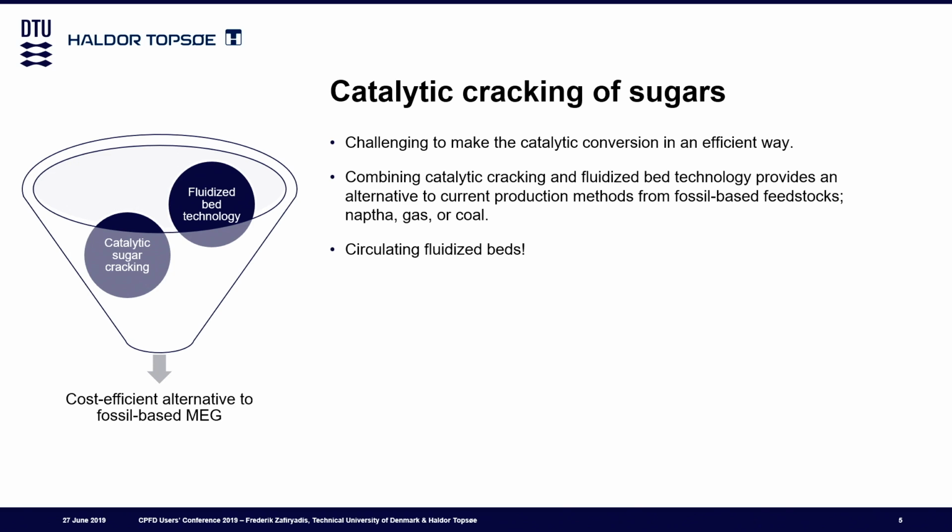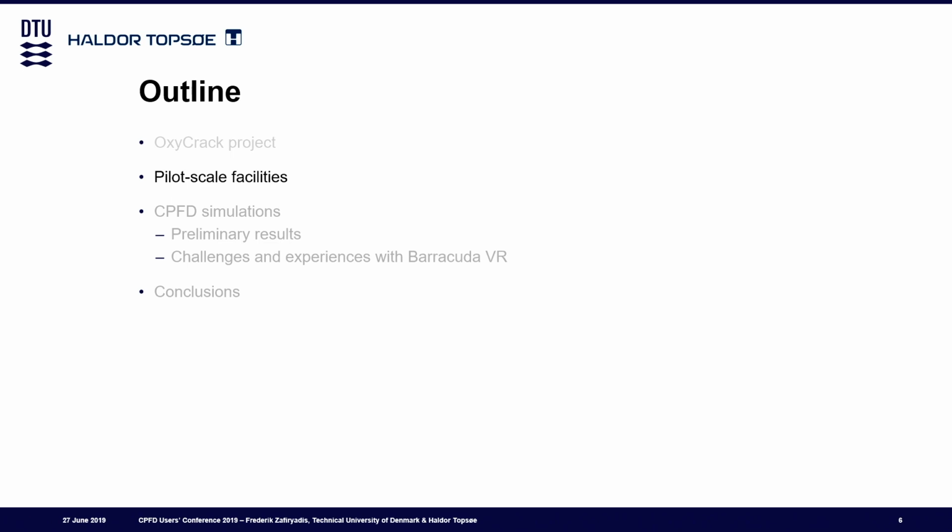The thing we're trying to do is see if we can replace the present way of producing these intermediate products, MEG specifically, from fossil-based feedstock, gas or coal, which we've been doing for a lot of years. It's quite a cheap way of doing it, but it's also not a very green way. So we're trying to use this catalytic conversion technology together with circulating fluidized beds to provide a cost-efficient alternative. It's not that obvious to do, and that's why we're building some pilot scale facilities to test out whether this technology is viable, mostly in terms of money actually.